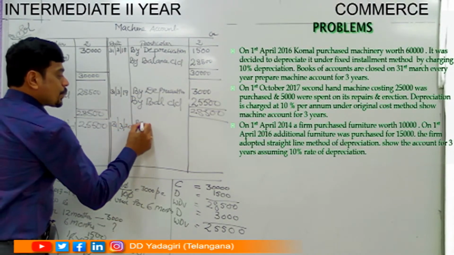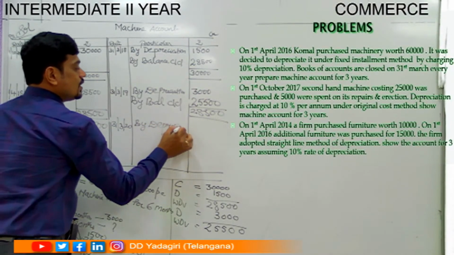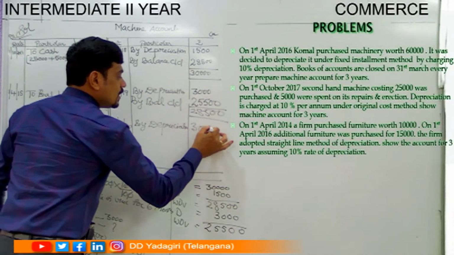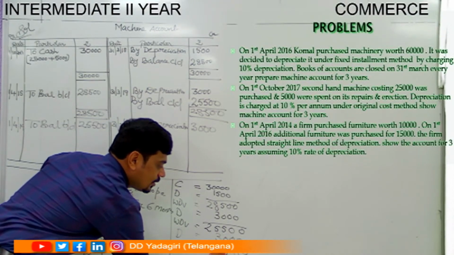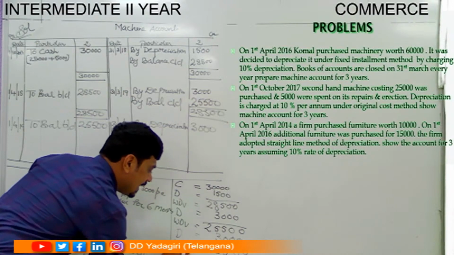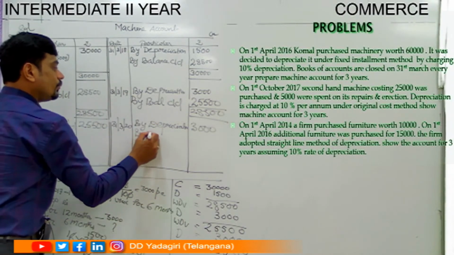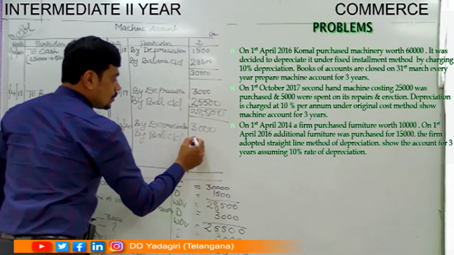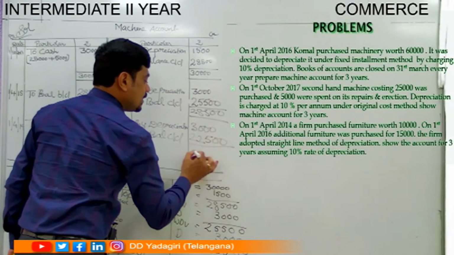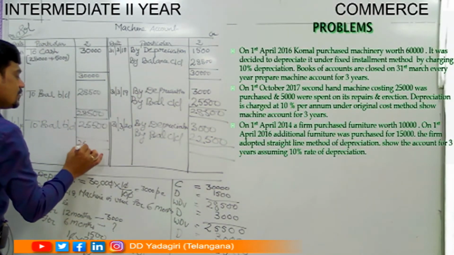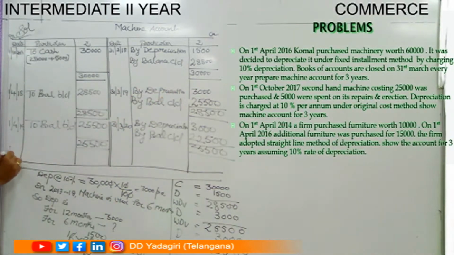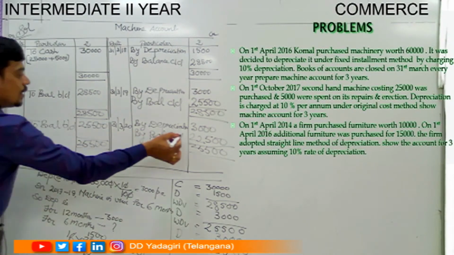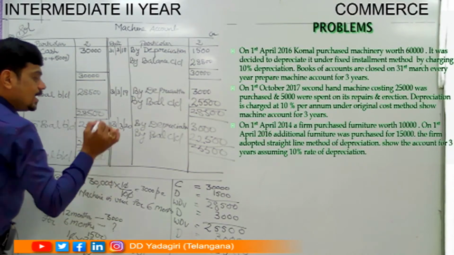2020, the pandemic year. So by depreciation. How much is depreciation again? 3,000. So I'll charge 3,000 depreciation here also. If I subtract 5 minus 3, 2, 2. This is again my written down value. So by balance carried down 22,500. Close the account. They asked you for 3 years. We have done for 3 years. What are we supposed to do now? We have to give the balance in 4th year. 1st April 2020. To balance brought down 22,500.